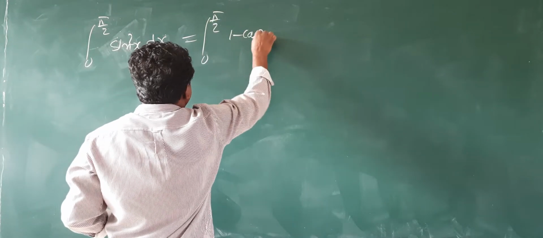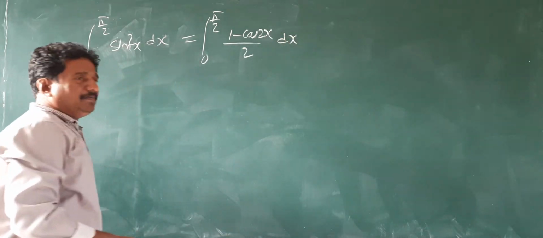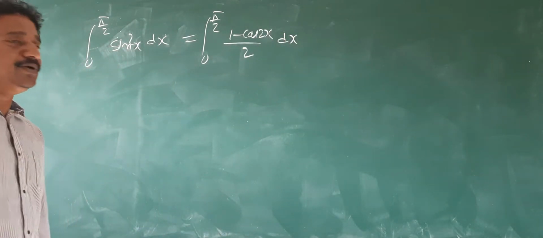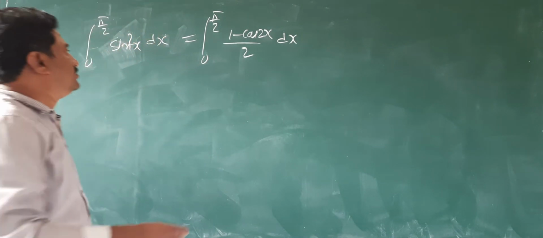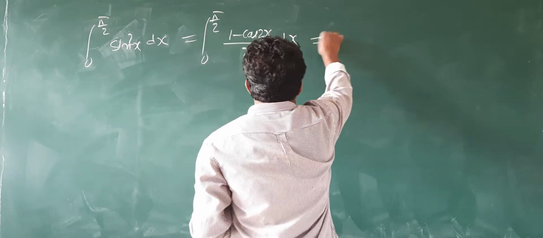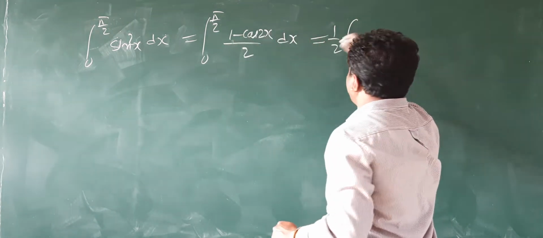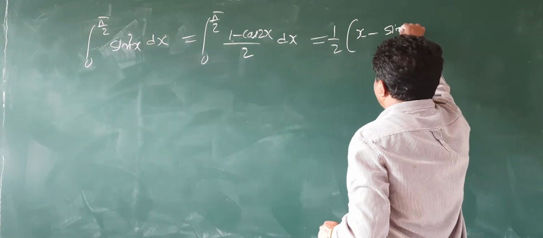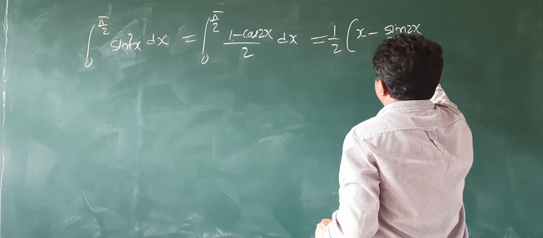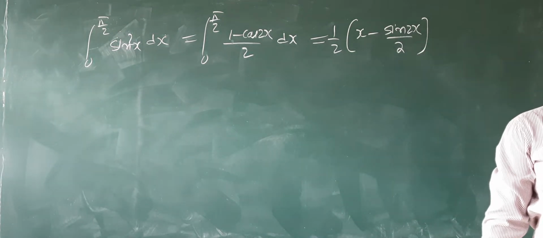1 minus cos 2x by 2 into dx. Take that 2 outside, integrate and apply the limits. So 1 by 2 outside. Integration of 1 is x, minus the integral of cos 2x, which is sin 2x by 2. Which 2 is that? It is the coefficient of x.